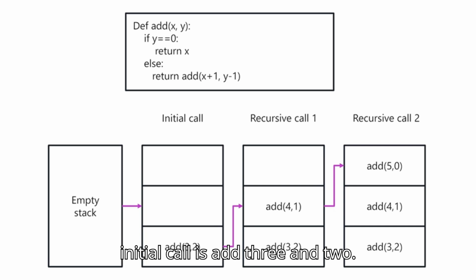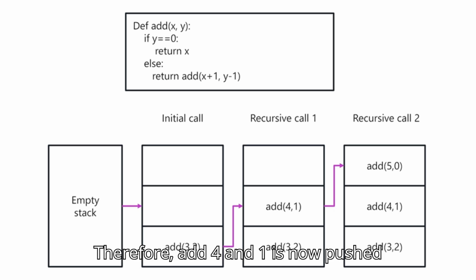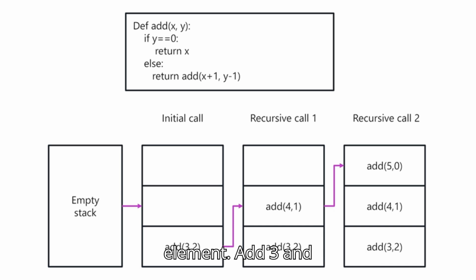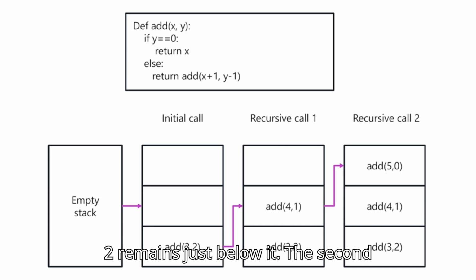The initial call is add(3, 2). The stack starts with add(3, 2) as the top and only element. The first recursive call is add(4, 1). Therefore, add(4, 1) is now pushed onto the stack, becoming the new top element. Add(3, 2) remains just below it. The second recursive call is add(5, 0). Add(5, 0) is pushed onto the stack, becoming the new top element. The previous top, add(4, 1), is now just below it.